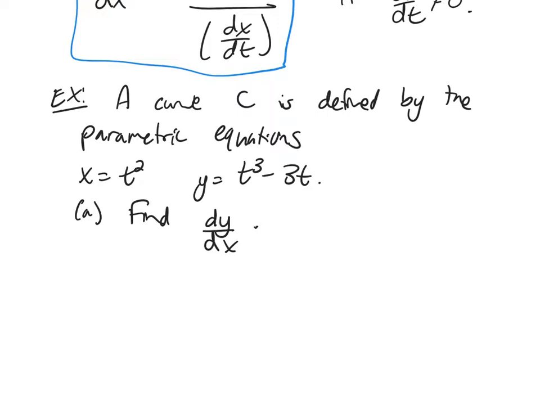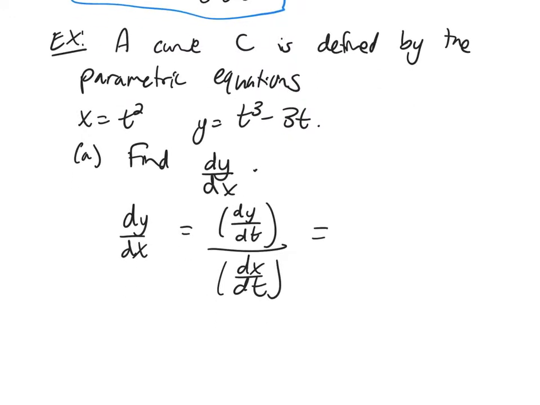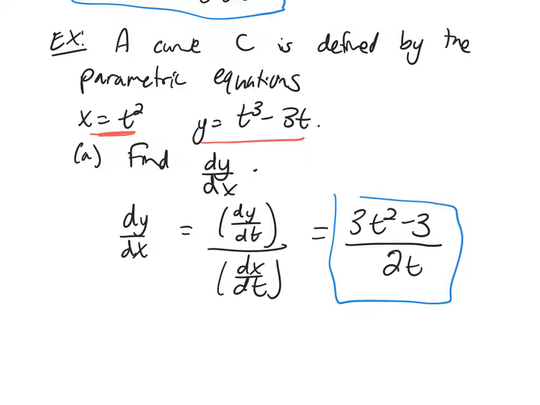So we just need to use our formula, dy/dx, it's dy/dt over dx/dt. So the derivative, look at your y equation, the derivative with respect to t would be 3t squared minus 3. And now look at your x equation, the derivative of x with respect to t would be 2t. So this would be my derivative.